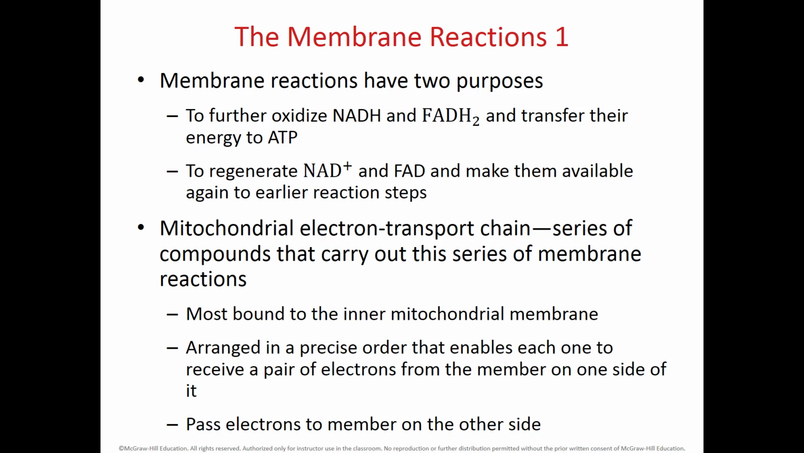So the reactions then within this membrane in the mitochondria have 2 purposes. One is to oxidize NADH and FADH to transfer these electrons to form ATP, and to regenerate NAD and FAD so you can carry more electrons, and then you can form a link between the Krebs cycle and the electron transport chain.